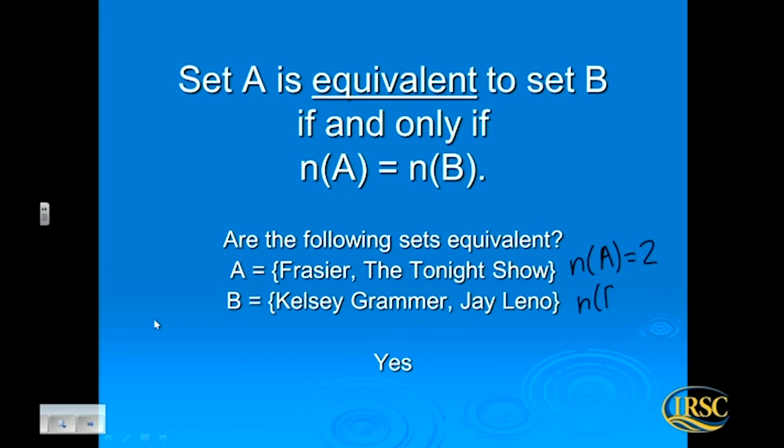And then set B, 2, okay, because there are 2 people listed in there. So since they each have 2 elements in them, they are equivalent. Now, are they equal? No. Okay, they are not the same exact elements, so they are not equal sets.